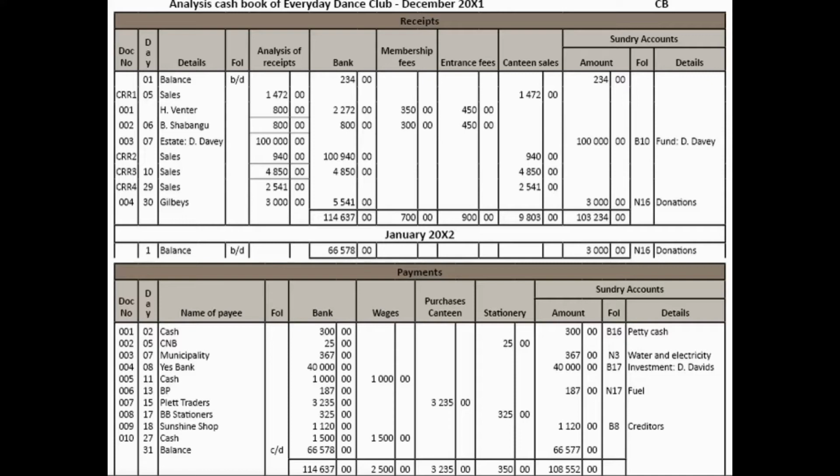and the sundry accounts total is 108,552. Okay, you must just remember when you enter the balance carried down in the bank column, that you also enter that amount in the sundry accounts column. The balance carried down on the payment side must be entered in the bank and in the sundry accounts column. Okay, so now you've got your totals. So now you can post to your general ledger.